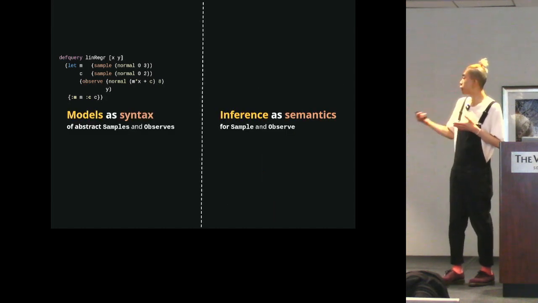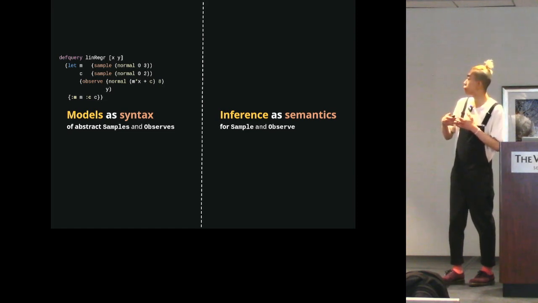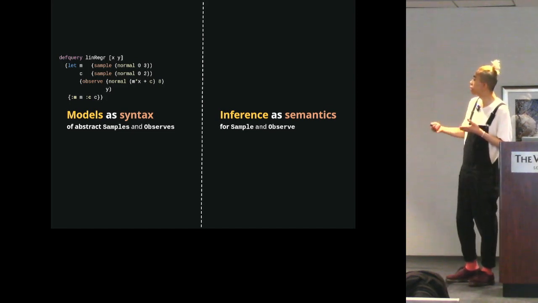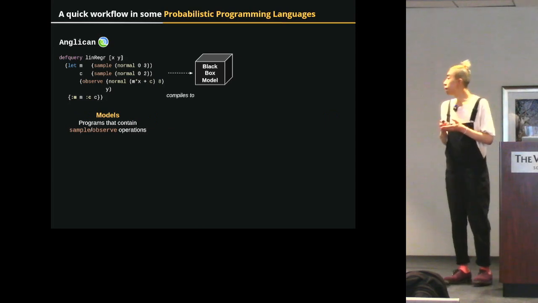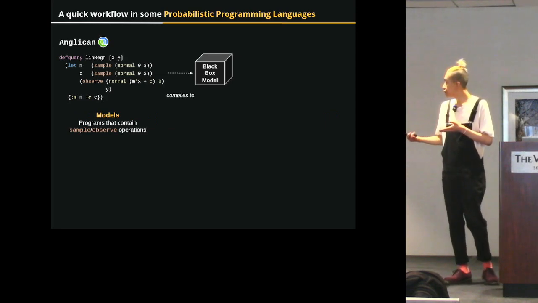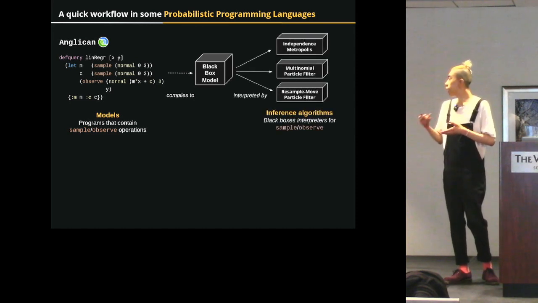And that's because in probabilistic programming, we want to separate the model from the inference algorithm. So the model is just syntax. It describes a problem we want to learn. By later providing semantics to sample and observe, we can implement different algorithms that learn M and C. So how is this done in practice? Well, in Anglican, models are first compiled into continuation passing style. The user is then given a library of algorithms that can execute the model by interpreting sample and observe.